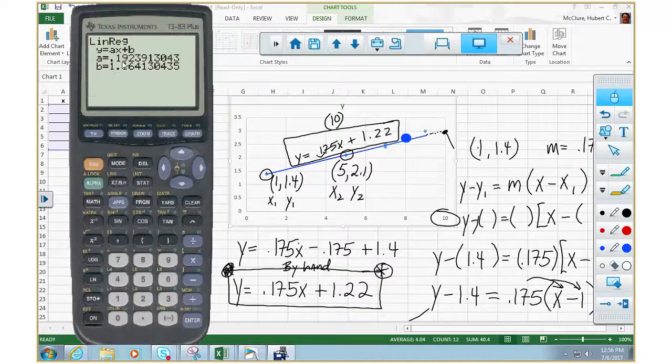Now, how far am I off? 0.19 against 0.18. 1.2 against 1.22. So I'm not off by very much. Why? Because I'm perfect like that.